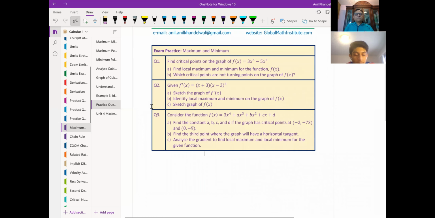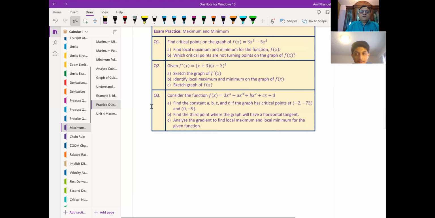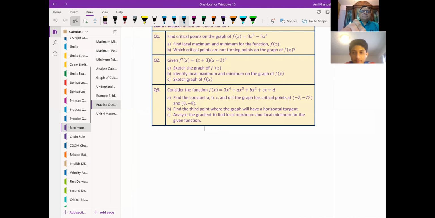Can you please read question number 2? Given f prime of x equals x plus 3 and x minus 3 cubed, sketch the graph of f prime of x, identify local maximum and minimum on the graph of f of x, and sketch the graph of f of x. Correct. Do it, and then we'll compare the answers. Is it okay? Yeah.